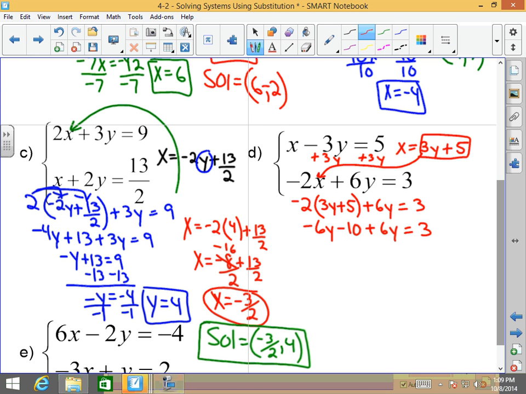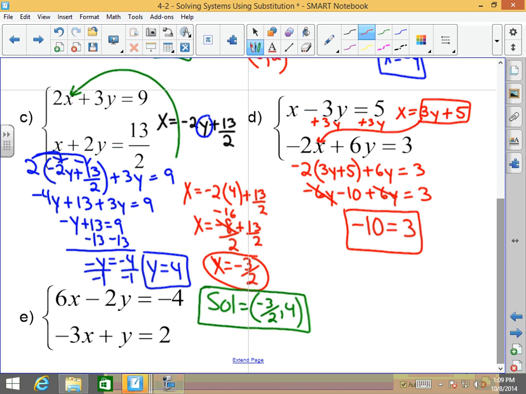Now wait a second. Look at what happens here, my brothers. What's negative 6y plus 6y? 0. Now wait a second. Hold on. Is that a true statement? So exactly, my brothers. This would be no solution. These are going to be parallel lines, basically. When you have a false statement, it is no solution.